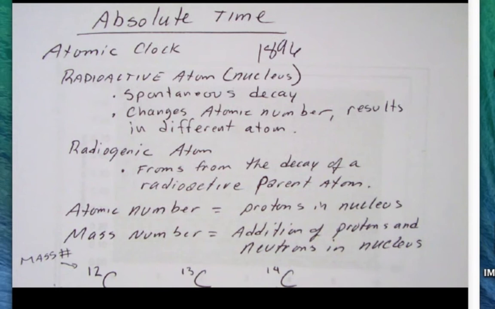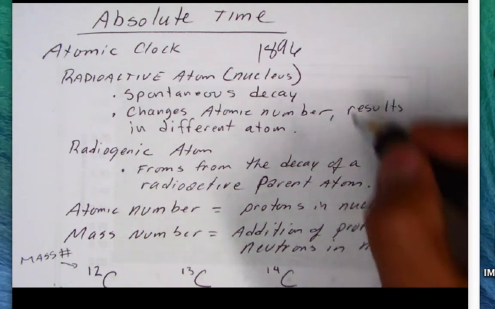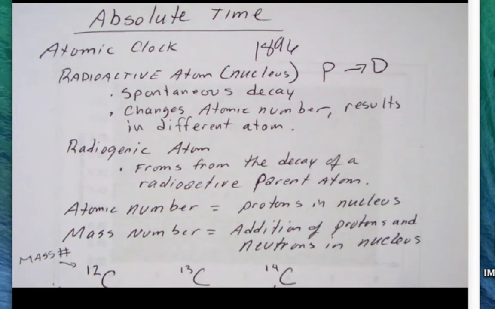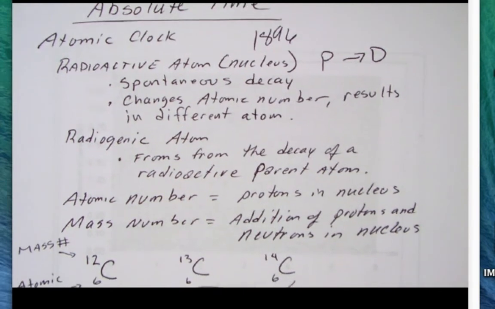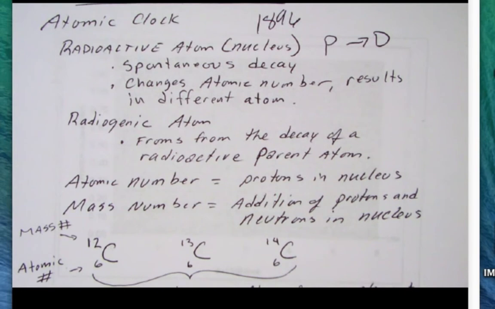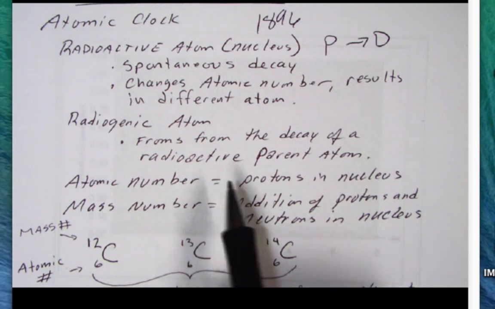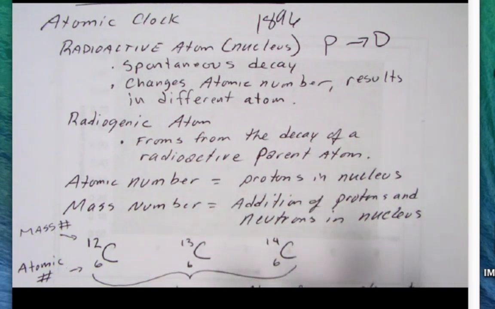But nonetheless, what's happening during radioactivity is there's this spontaneous decay of an atom, and it results in a change in the atomic number, which means you're going to make a different atom. So you're going from some parent atom to a daughter atom, parent to daughter atoms. Now, the radiogenic atom is the one that's the daughter product, right? So this forms from the decay of a radioactive parent atom. So that's important to note that the genesis of that particular atom comes from radioactivity.